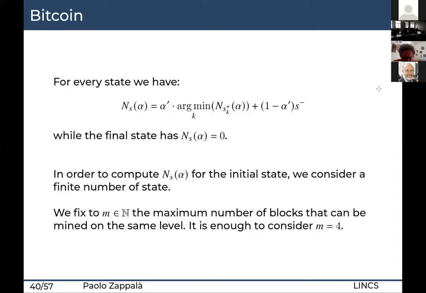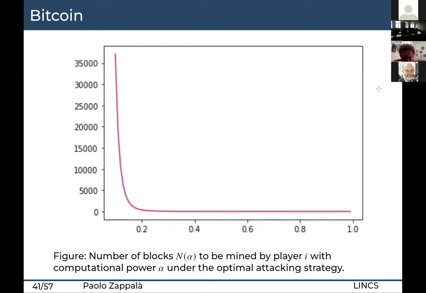So when we start in the game, when everything is 0, and we start from a value alpha, the percentage of computational power that I have as a rational player, we get the maximum average number of blocks that we need in order to make a deviation. So for instance, let's say that I have 5% of the computational power. The number of blocks that I need in order to revert an attack is 25,000. So it's a lot of blocks.